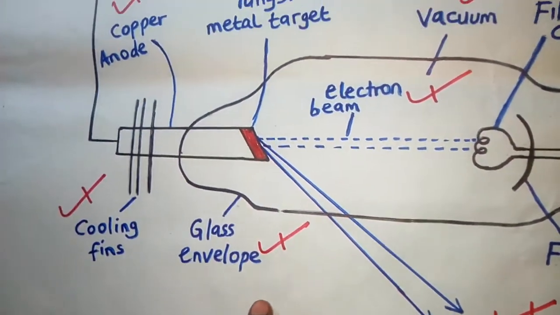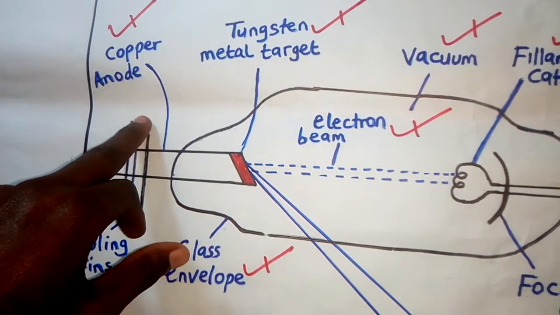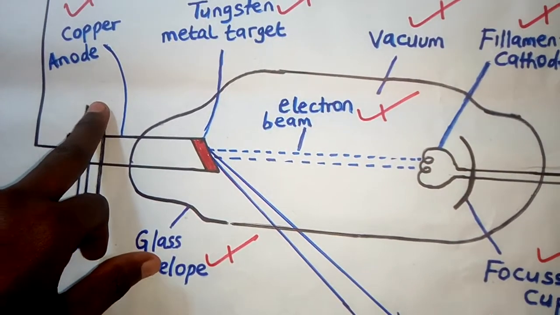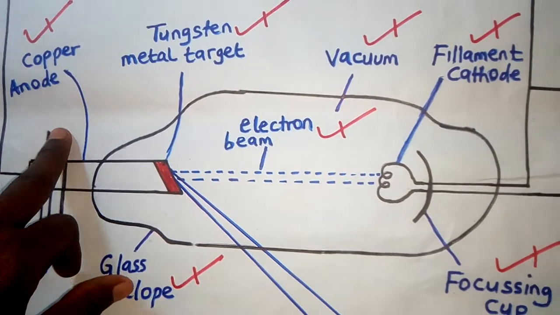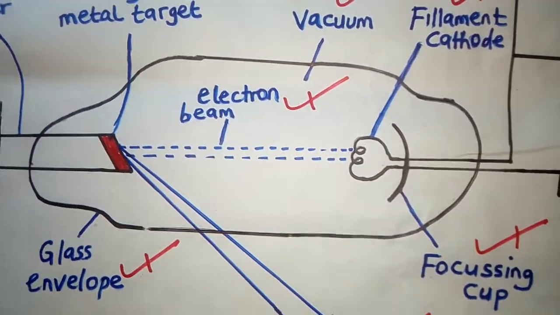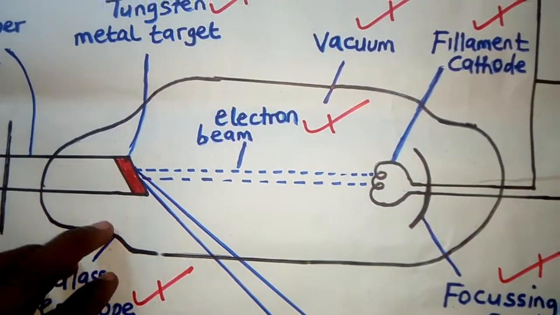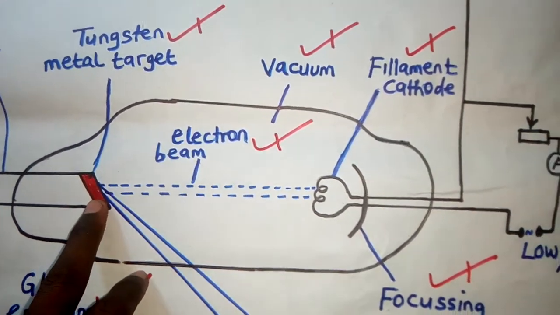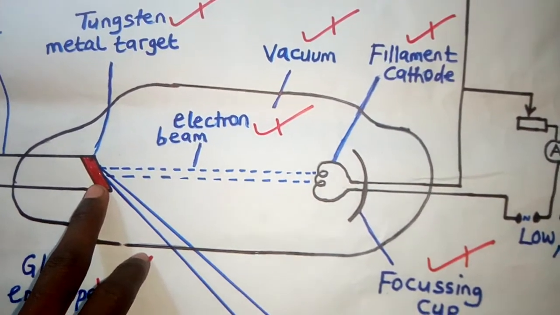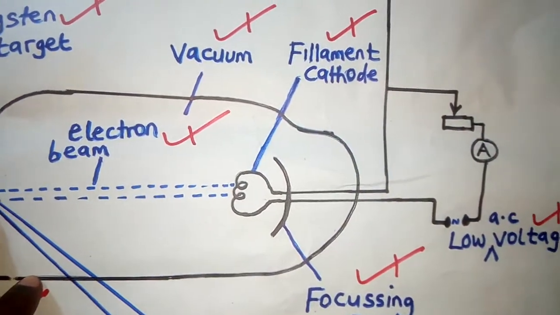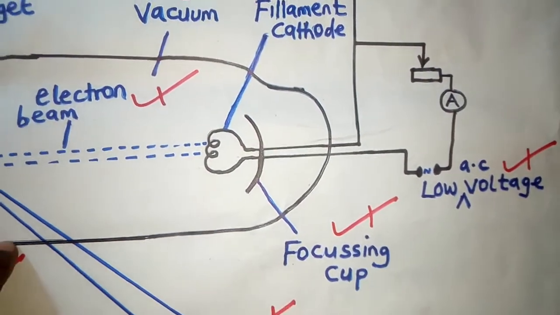So the main parts are, we have the copper anode. Why is the anode made out of copper? Because copper is a good conductor of heat. Why is the metal target made out of tungsten? Because tungsten has a very high melting point. So these are the main parts of the X-ray tube.